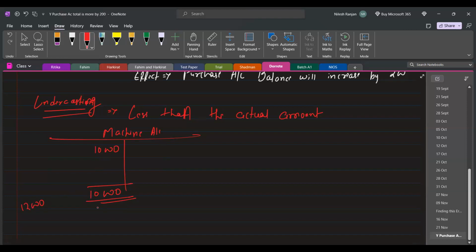Okay, sir. So what will you do so that it becomes 12,000? You will write 2,000 on the same side, then it will become 12,000. No, sir, I'll write it on the opposite side. No, that is incorrect. In overcasting, you write on the opposite side, but in undercasting, you write on the same side.